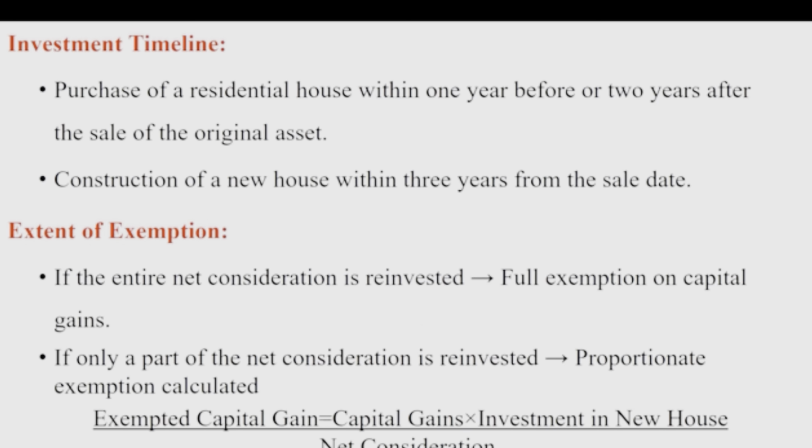Now, timeline: the taxpayer must buy a new house within 1 year before or 2 years after the sale, or in case he is going for construction, it should be constructed within 3 years. The extent of exemption: full exemption is allowed if the entire sale amount is reinvested. Otherwise, the exemption is given in proportion to the reinvested amount.